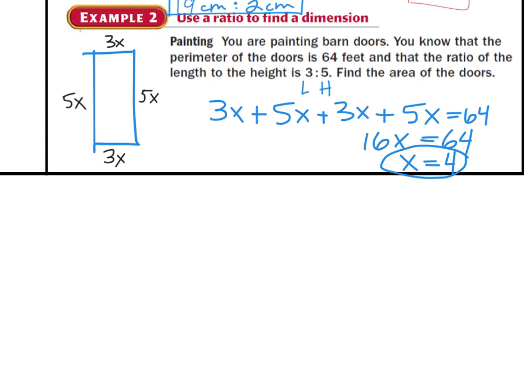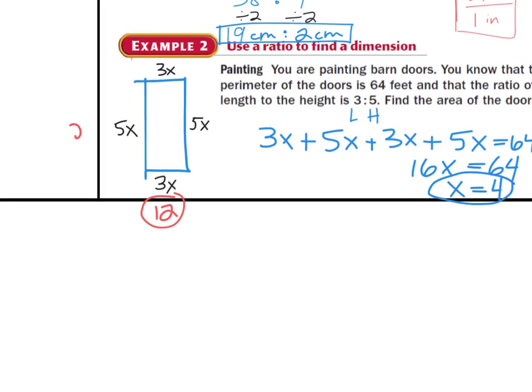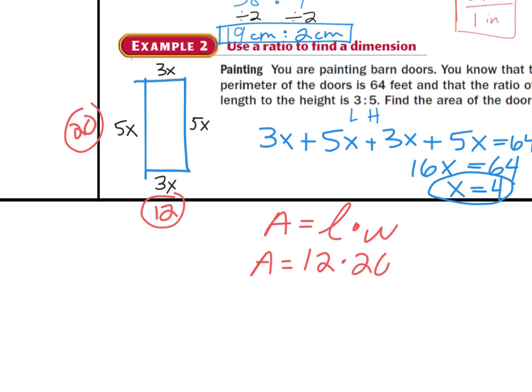If we know that x is 4, 3 times 4, so the length is 12. And the height is what? 20. To find the area, we do length times width. For a rectangle, in our case, that is 12 times 20. What is my area?